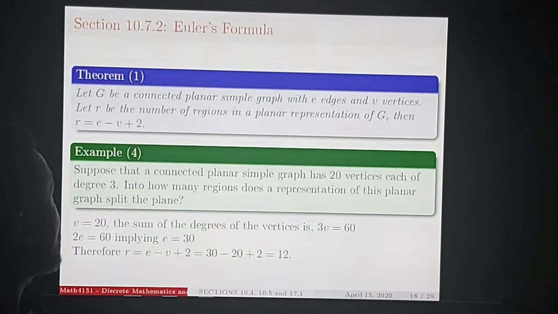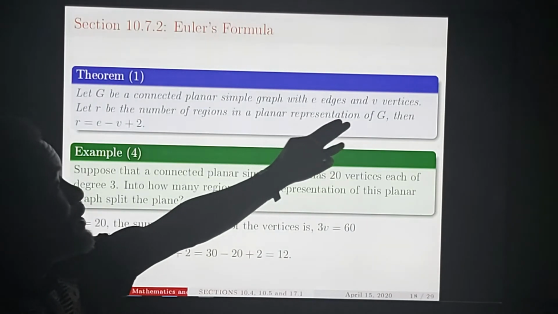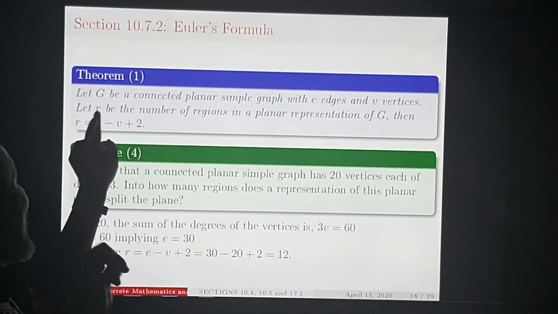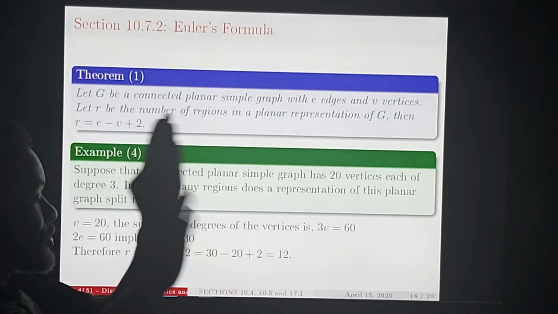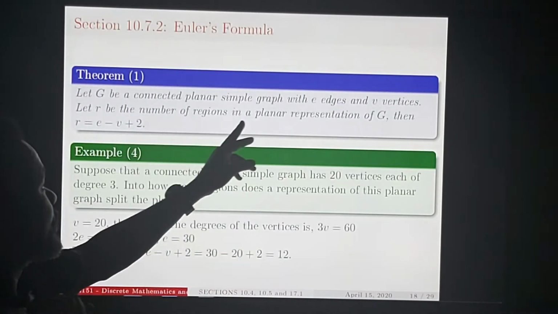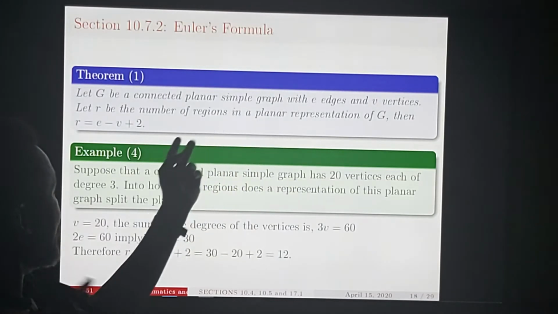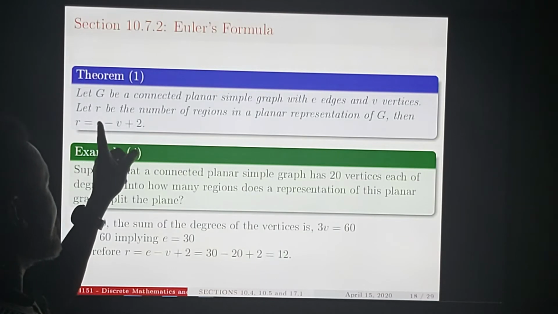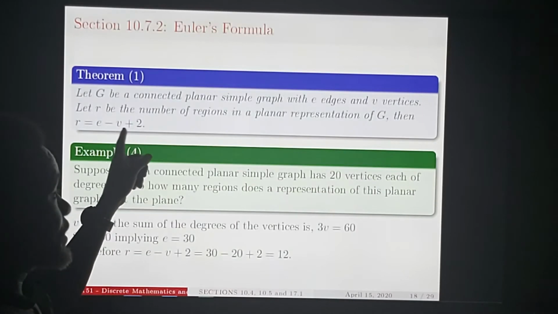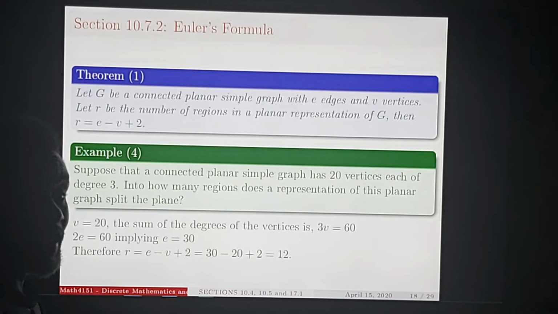In section 10.7.2 it gives you the criteria for planarity. It's not so straightforward. So let G be a connected planar simple graph with E number of edges and V number of vertices. Let R be the number of regions. Regions are actually faces. In a plane, when they are crossing, you have faces or regions. In a planar representation of G, R, the number of regions, equals the number of edges minus the number of vertices plus 2. Let's look at an example.